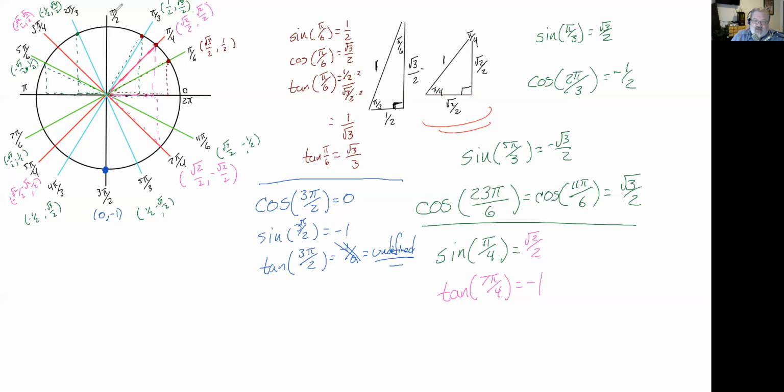Similarly, it's undefined at pi over 2, because at pi over 2, our coordinates are 0 and 1. At 0, it would go the other way. We'd have a 1 and a 0. And over here at pi, we'd have -1 and 0. So we can't find the tangent of 3 pi over 2 or pi over 2, but we can find the tangent of, say, pi radians. Tangent of pi radians is 0 over -1, which is just 0.